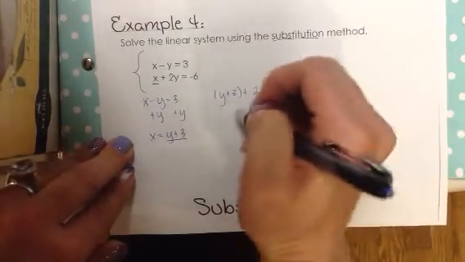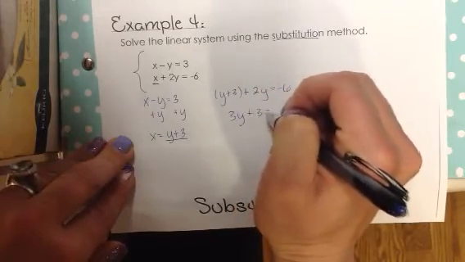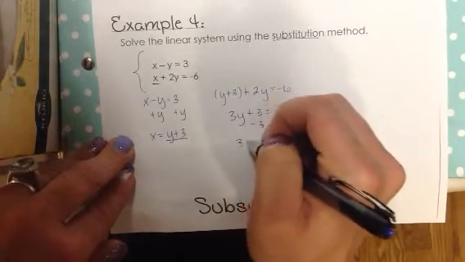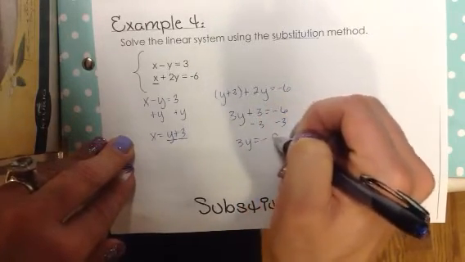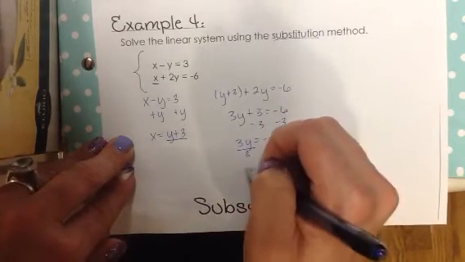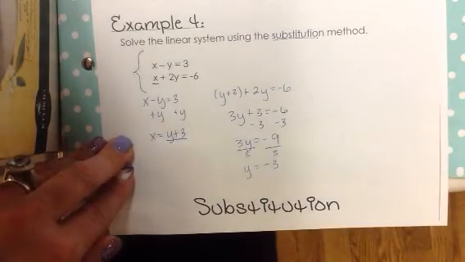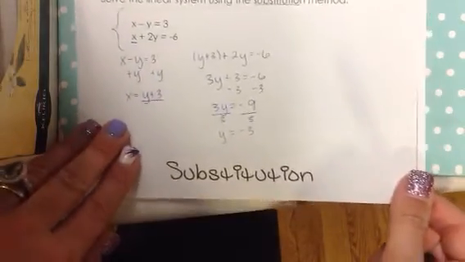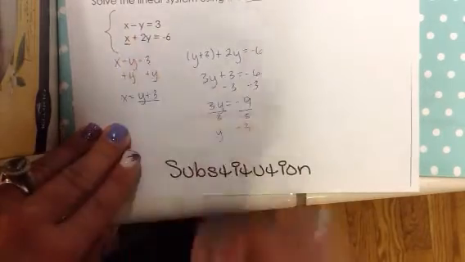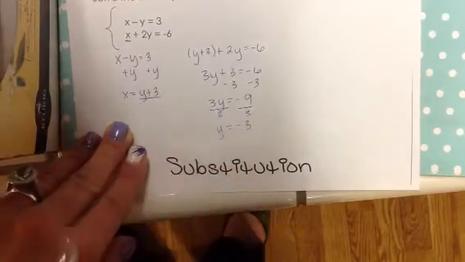I can combine like terms. y plus 2y is 3y plus 3 equals negative 6. Subtract 3 from both sides. 3y equals negative 9. Divide both sides by 3. y equals negative 3. So now I need to plug in y equals negative 3 into my first equation and solve for x. Or I can just plug it back in to this equation and get x as well.